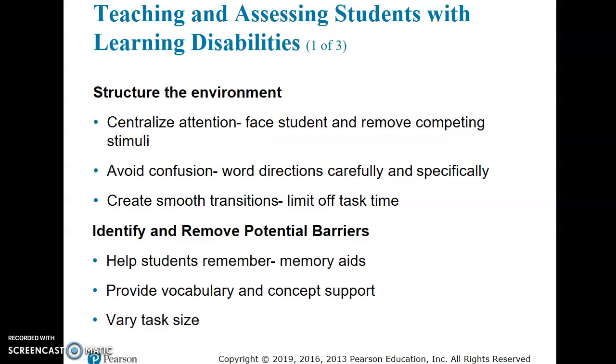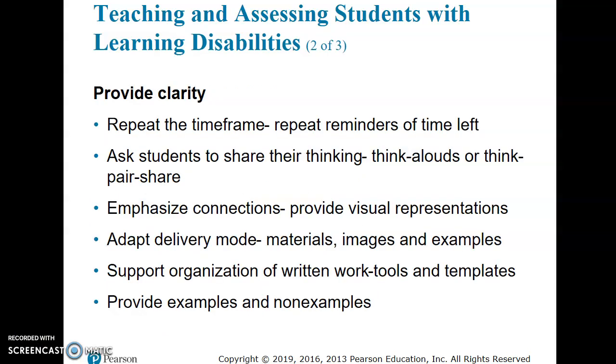Make sure to use friendly numbers. For example, instead of using $6.13, you can just use $6. Vary the task size: fewer problems to solve. Some students become frustrated with the enormity of a very large task. The visual display: find ways to put one problem on a page or increase the font size. Repeat the time frame. Give additional reminders about the time left for exploring the material, completing the task, or finishing assessments.